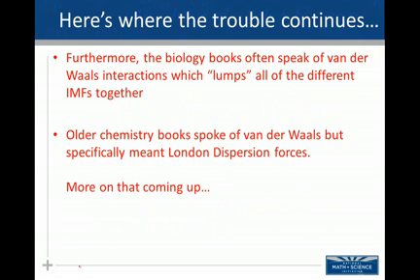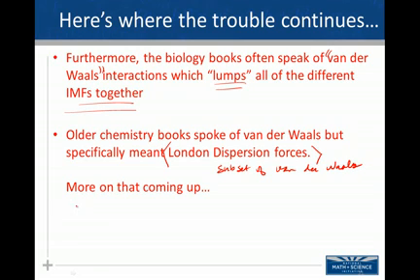Furthermore, the biology book often speaks of van der Waals forces. Okay, that's a gentleman's name, the gentleman who first started explaining the difference to people between what these things were. But the true van der Waals forces is a collection of forces which lumps all of the different sorts of IMFs together. Older chemistry books spoke of van der Waals forces, but when they did so, they specifically meant London dispersion forces, which is a subset of van der Waals forces. I know you're wondering why the grown-ups in your life just cannot get along. I wonder that a lot too.